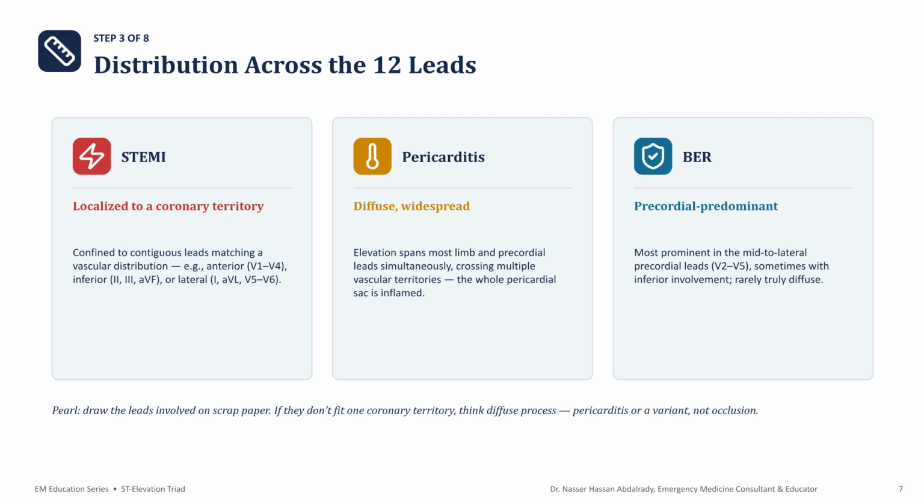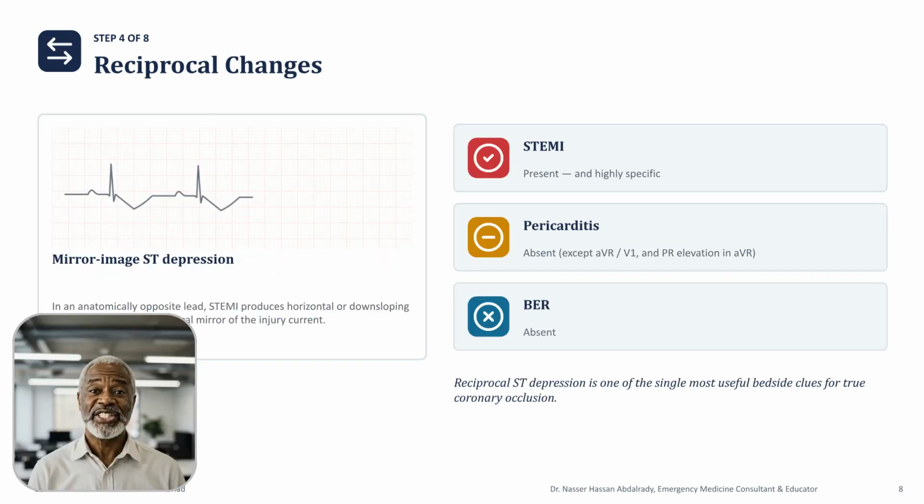Step 3 is lead distribution. Ask yourself, does the elevation fit a single coronary territory? If it doesn't align with a clear vascular distribution, think of a diffuse process like pericarditis rather than an acute occlusion. Step 4 is checking for reciprocal changes.